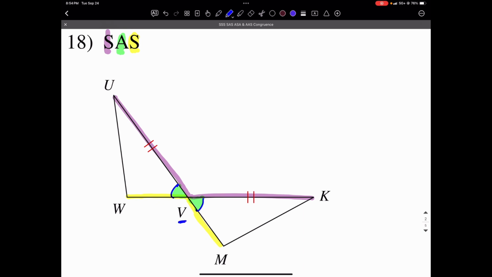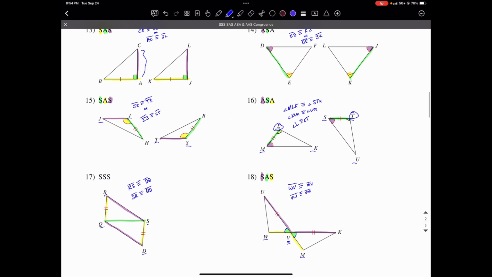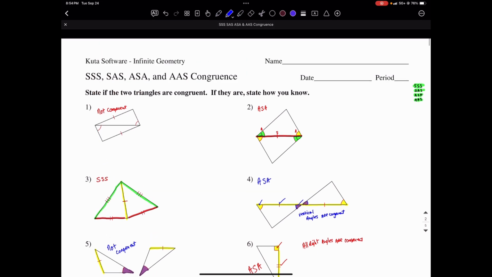But notice they share a vertex. So make sure when you write them, WV, line segment WV is congruent to line segment, and then you started with W, went to V, so this time you go from M to V. MV. You could also say VW is congruent to VM. Either way would be okay, but I would probably stay away from naming the vertex point as your first point on the line segment. All right, so that's it for this video. That went over all the problems from the worksheet.